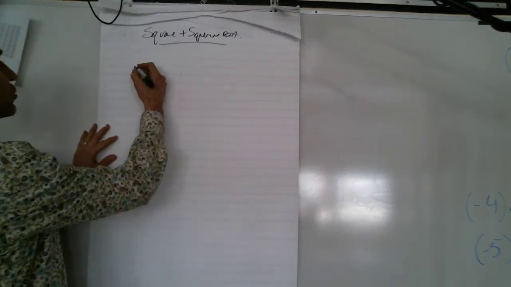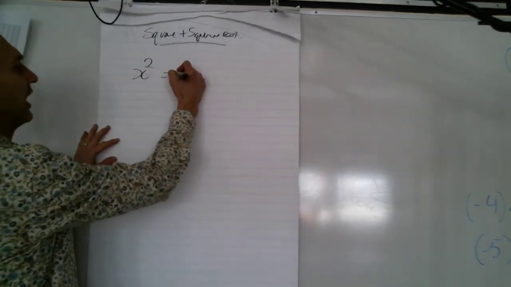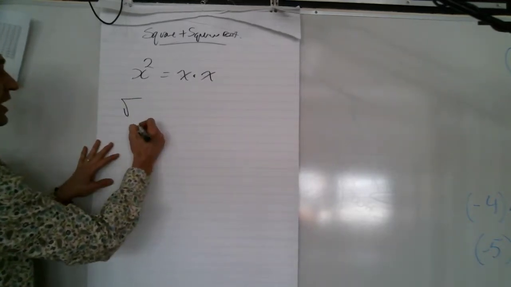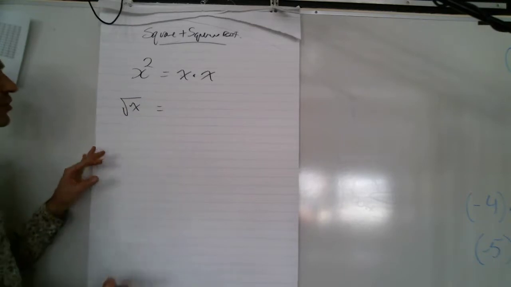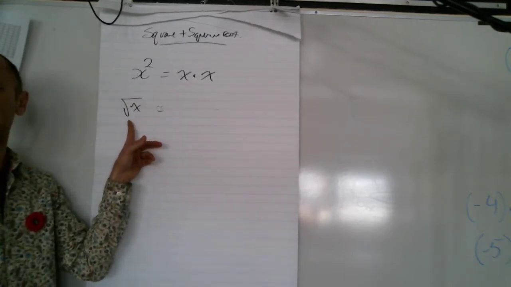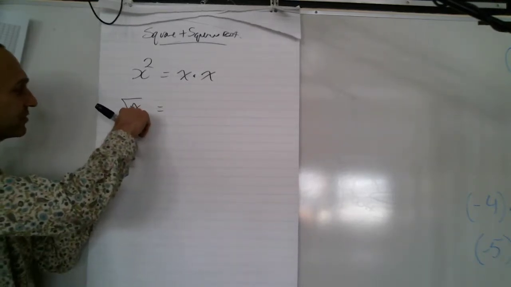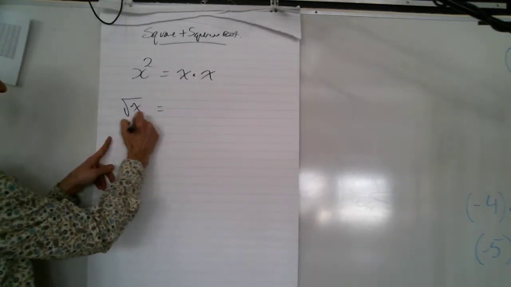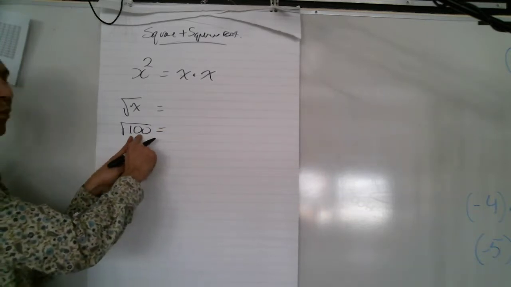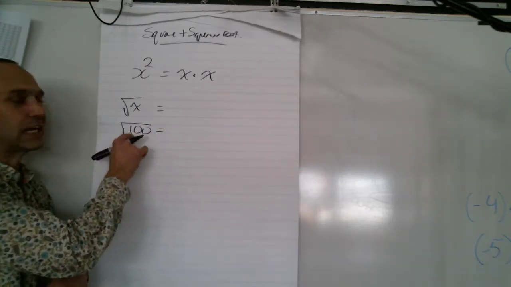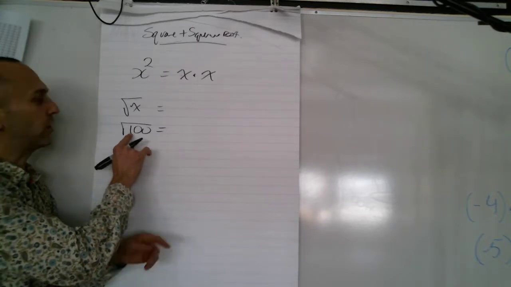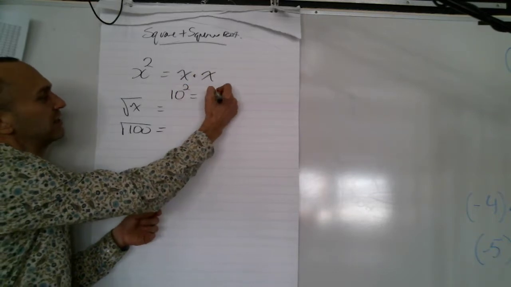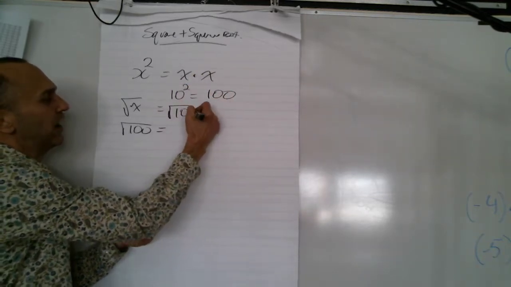Okay, so if the square of a number means that I am multiplying that number by itself, the square root is when we do the opposite. So the square root of x is when we find a number times itself to make it. The easiest example: if I take 100 and I square root it, this is saying what number times itself equals that number. So if 10 squared gives me 100, the square root of 100 is going to give me what?